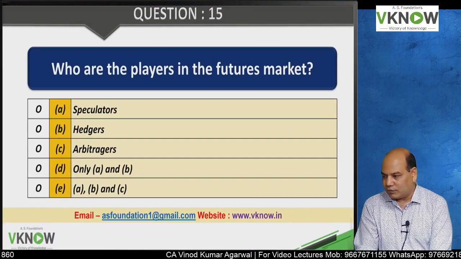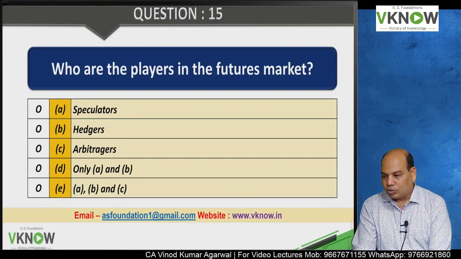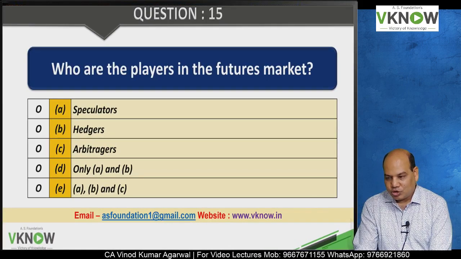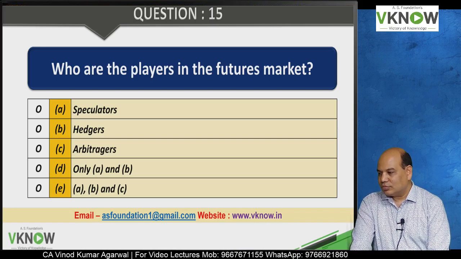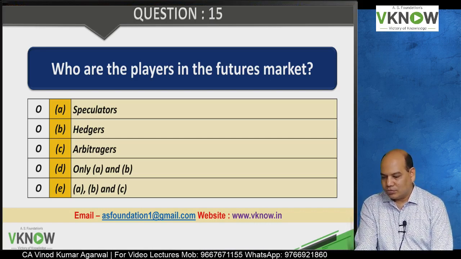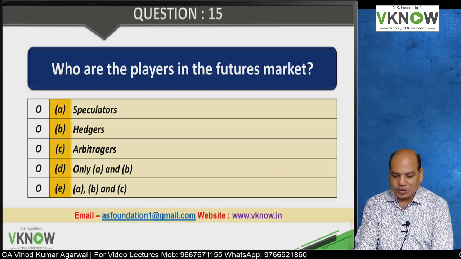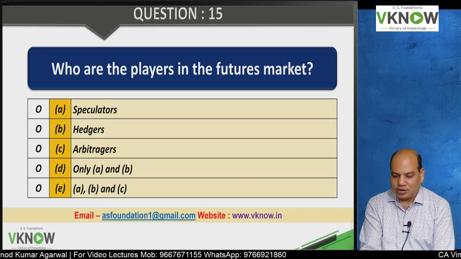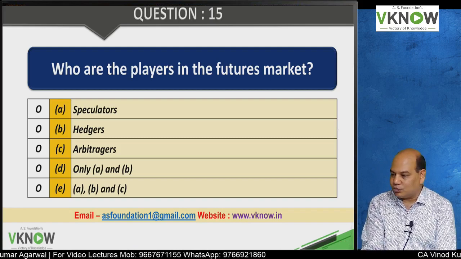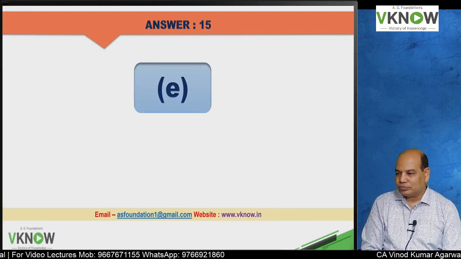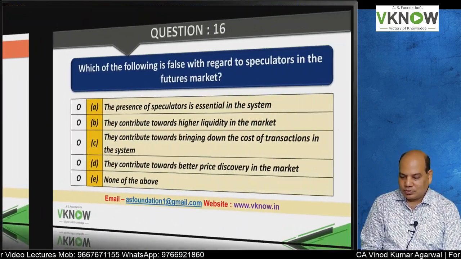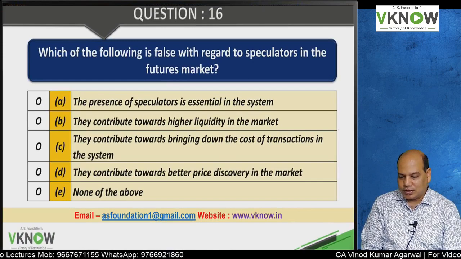Now we'll come to question 15. Who are the players in the future market? Speculator, hedger, arbitrager, only A and B, A, B and C. So the answer given by the student is 15E. A, B and C, speculator, hedger, arbitragers, all are the players in the future market. Divya is right. Answer E was right.